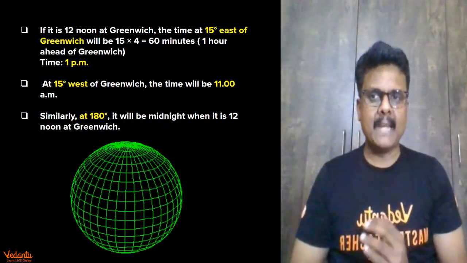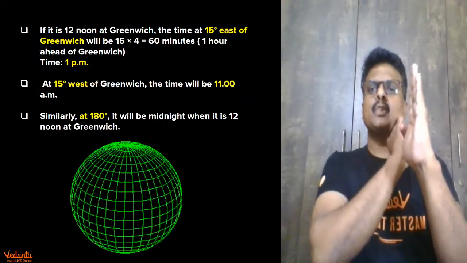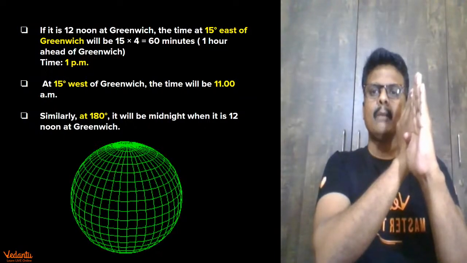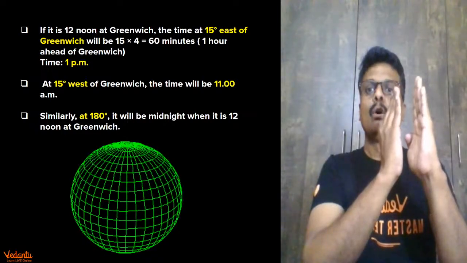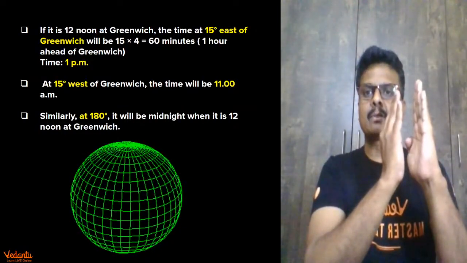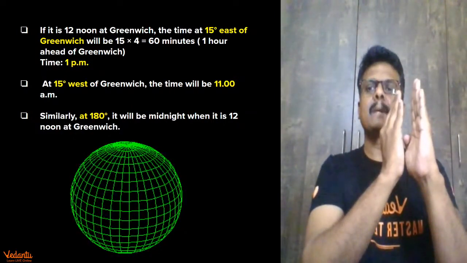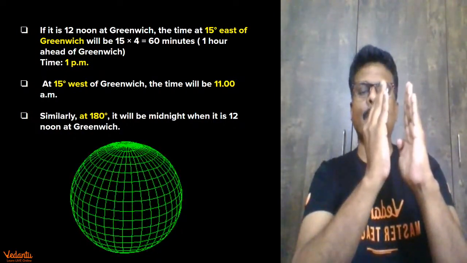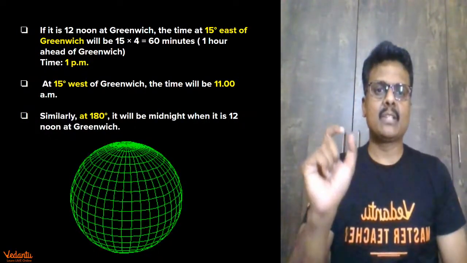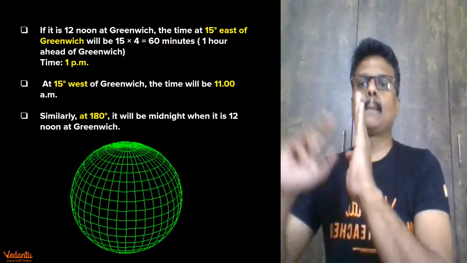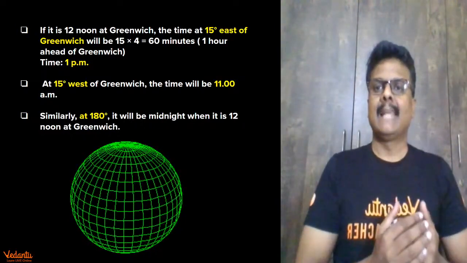I repeat, my dear kids, please understand this carefully. If it is 12 noon at the prime meridian, and you take 15 degrees, for 1 degree it takes 4 minutes, so 15 degrees is 60 minutes ahead of Greenwich, which is 1 p.m. Sixty minutes are gone. So 12 noon in Greenwich, 15 degrees east, it will be 1 p.m. 15 degrees west, it will be minus that, that is 11 a.m.